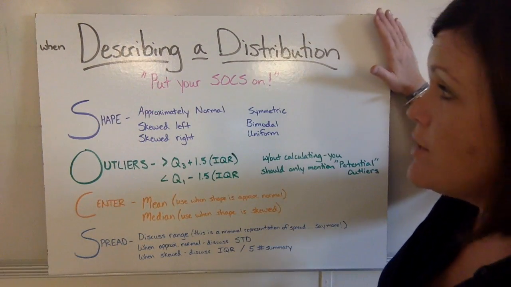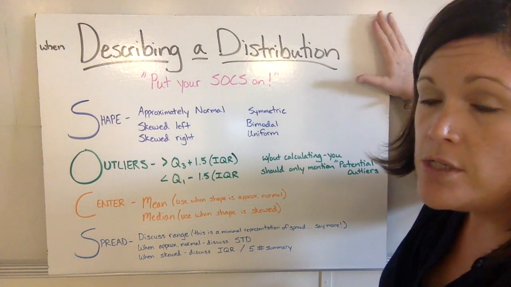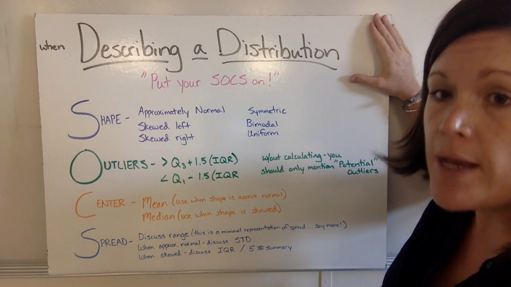So like I say, when you're asked to describe a distribution, you want to always put your SOCKS on. So always think shape, center, spread, and outliers.